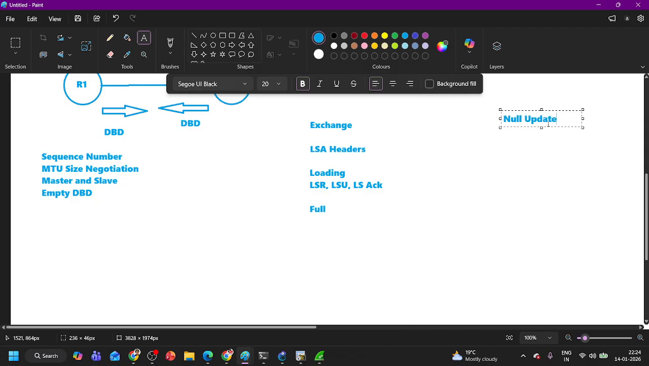And in DROther, what will be the relation with BDR? Full. They are full. Okay. Tomorrow we will have one lab on DR and BDR as well. After that we'll see the router LSA. The LSAs of OSPF are the most important part of your OSPF routing protocol, understanding all LSAs.